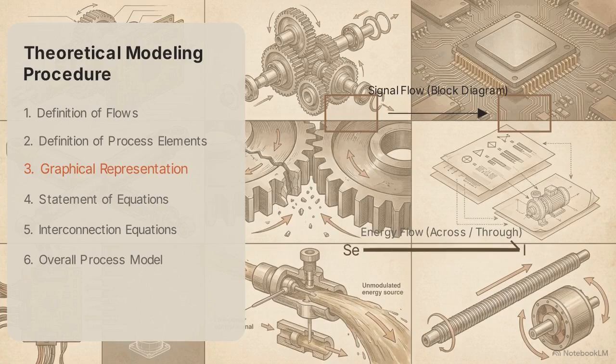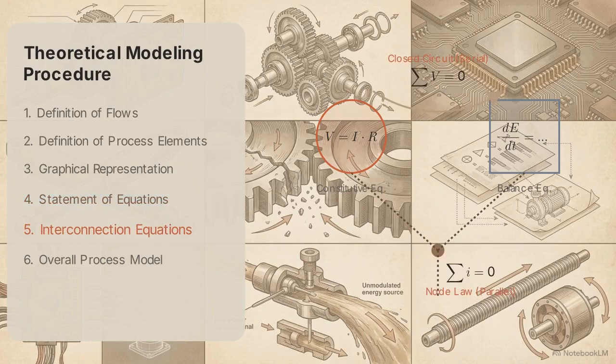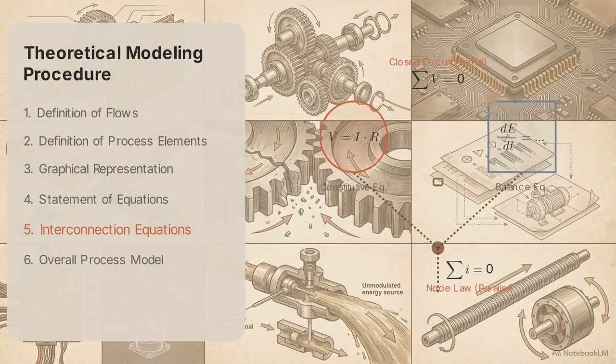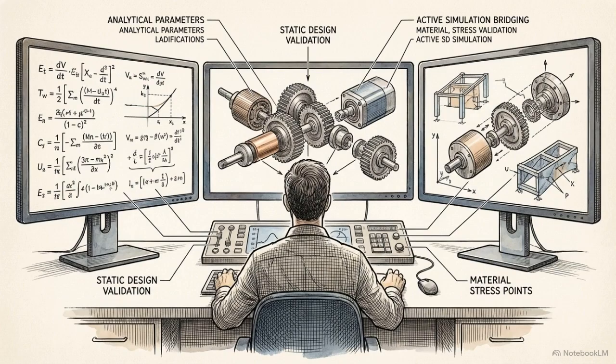Step 4 establishes the equations. This includes balance equations for mass and momentum, and constitutive equations that define the behavior of specific sources and converters. Next, Step 5 applies interconnection equations, using node laws to calculate parallel connections and closed-circuit laws for serial connections. Finally, Step 6 calculates the overall process model, establishing the input and output variables as concrete mathematical transfer functions. A transfer function is an algebraic equation that models how a system's output responds to its input. This mathematical rigor provides the strict parameters required to transition from static design to active simulation.